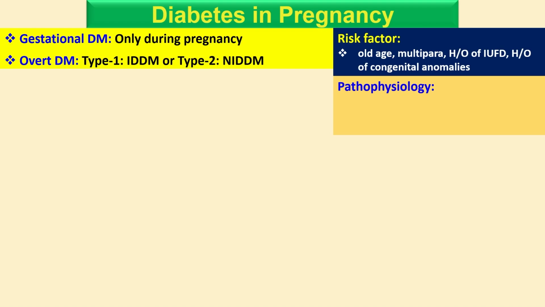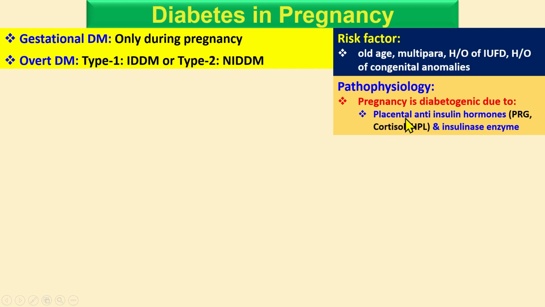Pathophysiology: pregnancy is actually a diabetogenic condition, meaning it works against the insulin, because the placental hormones, for example progesterone, cortisol, HPL, human placental lactogen, work against the insulin, and also the insulinase enzyme destroys the insulin. So these all lead to diabetes.